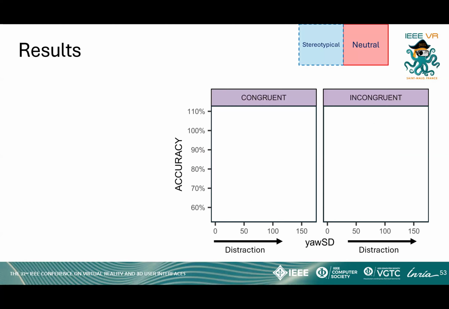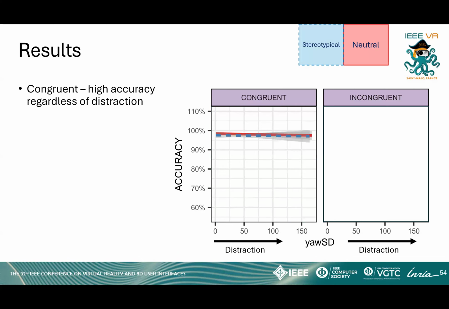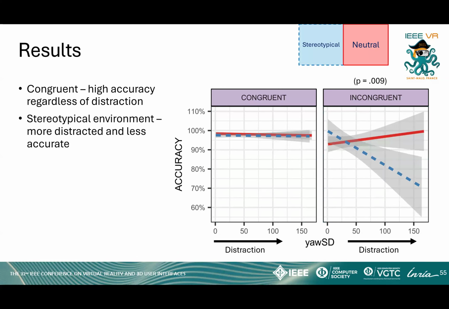Next, we looked at yaw standard deviation, which is an indicator of distraction. On the x-axis from 0 to 150, that's the yaw ST, where a higher score means they're more distracted. And on the left-hand side, we have accuracy, and we're looking at the congruent and incongruent trials. First, congruent, we had high accuracy for both groups of participants, regardless of distraction and also regardless of environment condition. But when you look at the harder incongruent trials, there's a significant difference where in the stereotypical environment, participants were much more distracted and less accurate. As participants were looking around the room more and as they became more distracted, their accuracy plummeted.